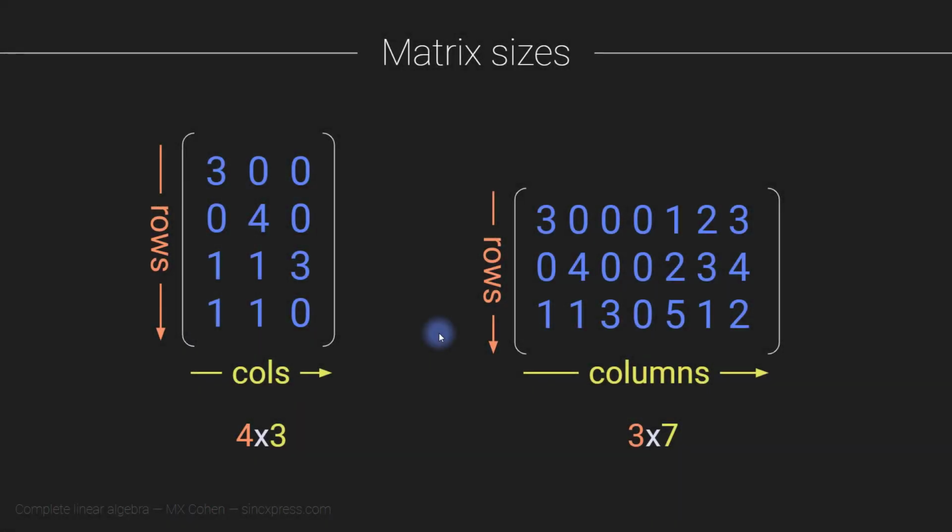A matrix is a 2-dimensional collection of numbers. It's like a spreadsheet. When talking about the size of the matrix, we refer first to the number of rows and then to the number of columns. So this would be a 4 by 3 matrix. This would be a 3 by 7 matrix because there's 3 rows and 7 columns. So it's always in this order. You wouldn't call this a 7 by 3 matrix. It is a 3 by 7 matrix.